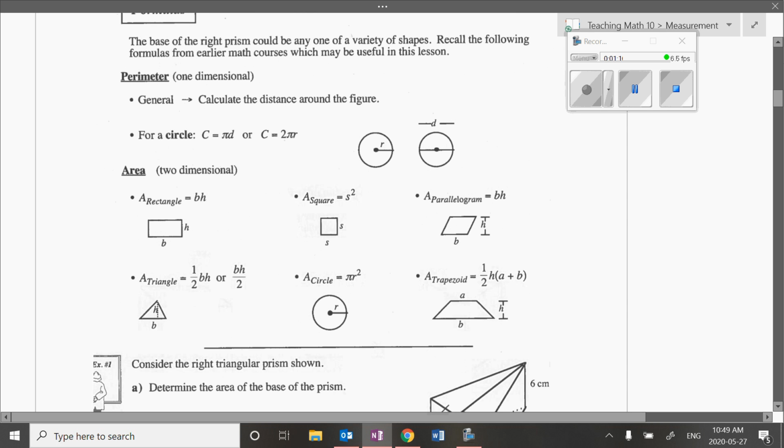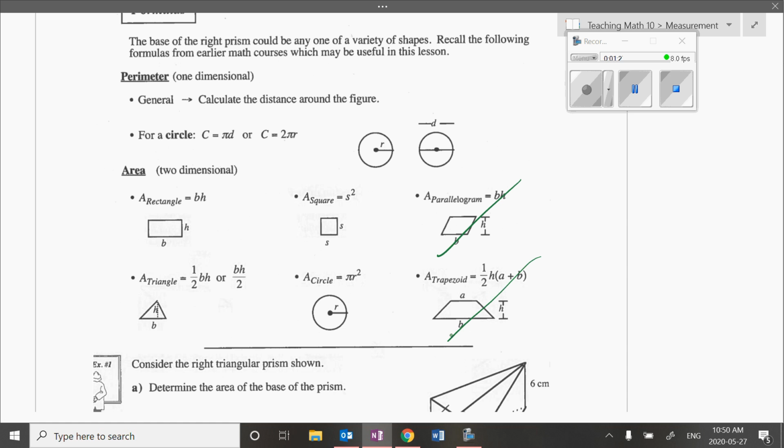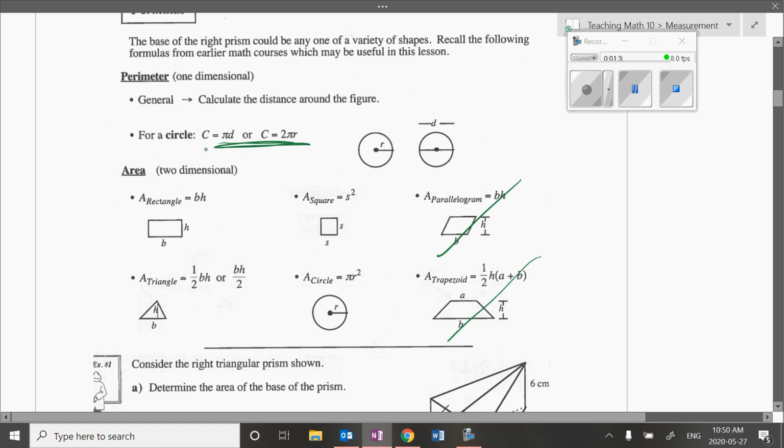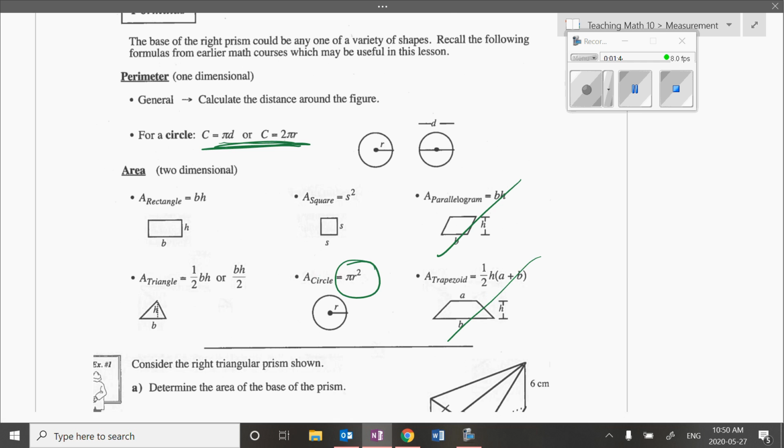The rest of these formulas on this next page, for the most part, we expect you to know, except for the parallelogram and trapezoid. We don't expect that you should have those memorized. The rest of them should be fairly straightforward. A rectangle, length times width. Triangles, 1/2 base times height. Square is side squared. Circumference, pi d or 2 pi r. Circle is pi r squared. You are in grade 10. We should expect you to be using pi.